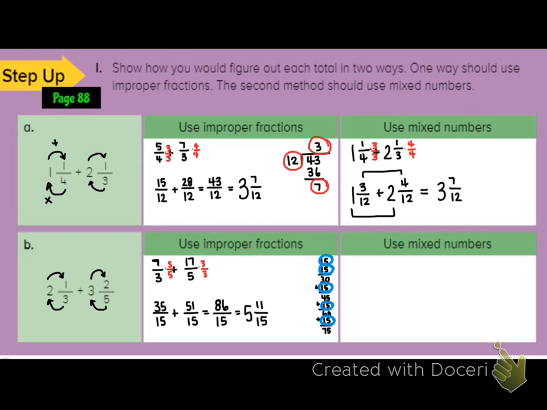When I look at mixed numbers, if I am going to add 2 1/3 plus 3 2/5, same common denominator, it's 15.